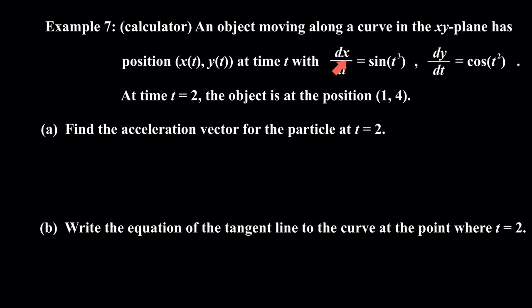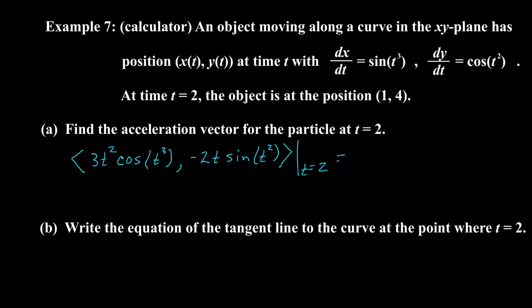Well, we already have dx/dt, which is your first derivative. Acceleration is the second derivative. So all we need to do is take the derivative of these two things. That's going to give us the vector 3t squared cosine of t cubed, where the 3t squared is your chain rule part, and negative 2t sine of t squared, evaluated when t is equal to 2.